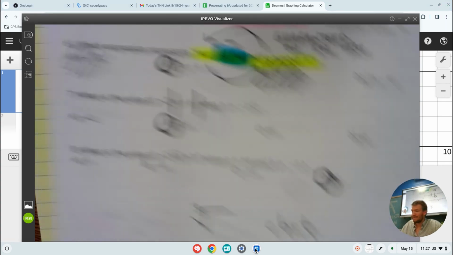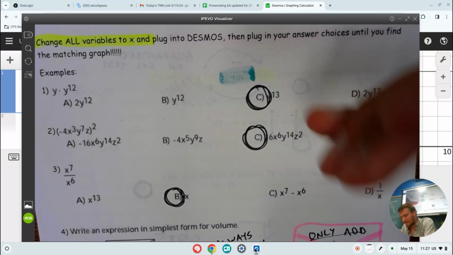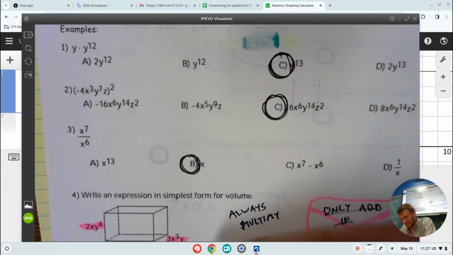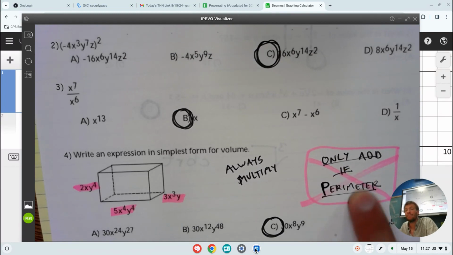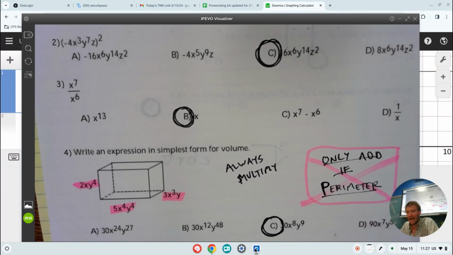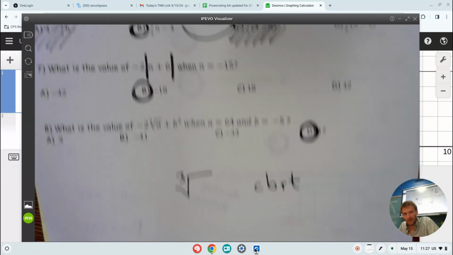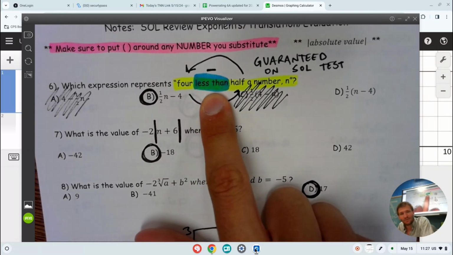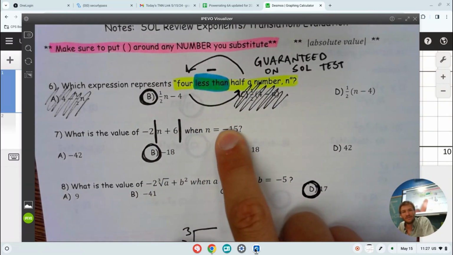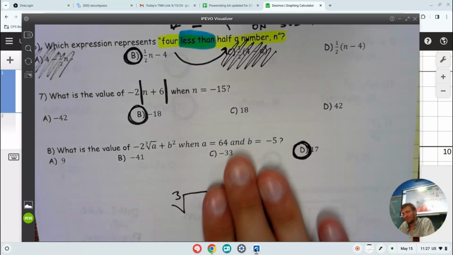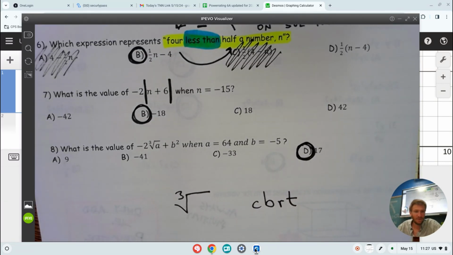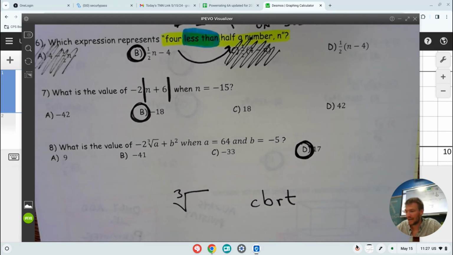All right, we've done the SOL review. Type it, look for a match. Type it, look for a match. Always multiply unless they say perimeter. That's the only time you should be adding. Flip it over. Make sure that less than questions get flipped around. Now it's starting to look a little green. And then here, use parentheses. That's everything we're going through today. Another SOL review down.